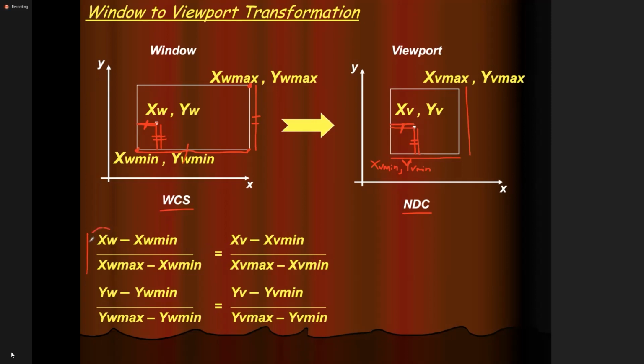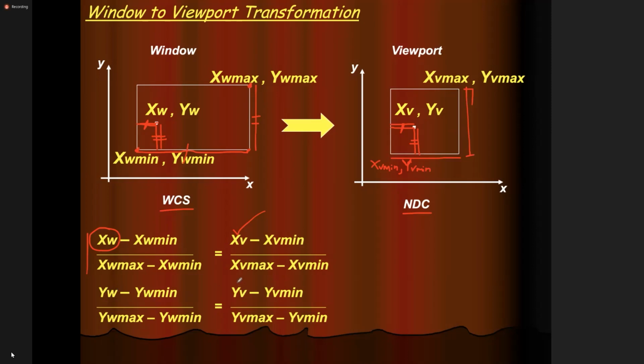Then if you know the point in the window's coordinates, if you know the width of the window and the width of the viewport, you can calculate where the point has to be placed in the viewport. Same way, yw minus yw mean, this height, over yw max minus yw mean, this height. This ratio should be equal to yv minus yv mean, divided by yv max minus yv mean. These two height ratios should be equal.